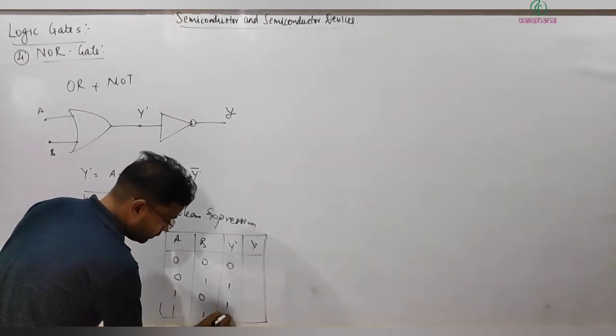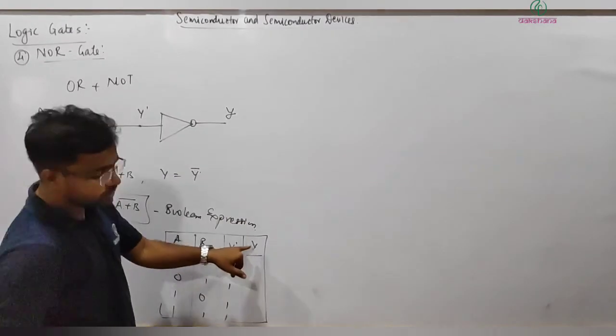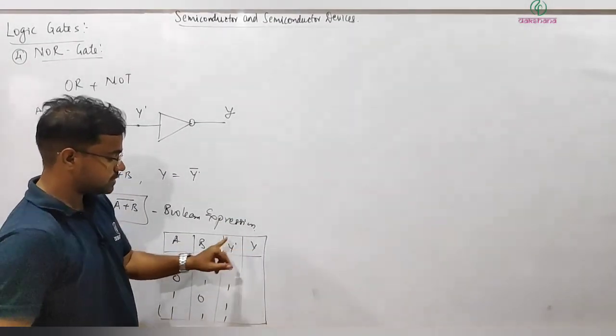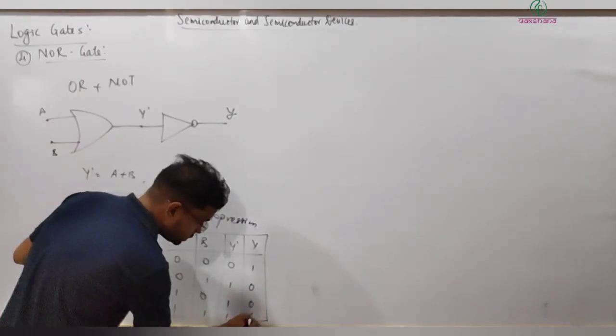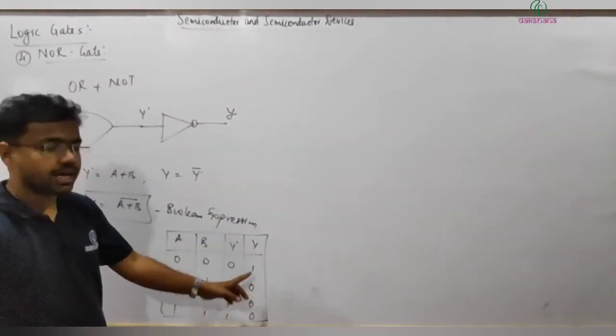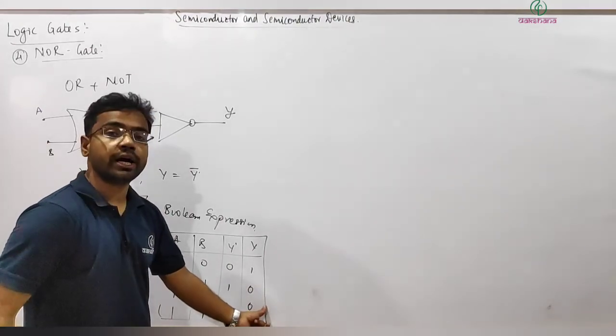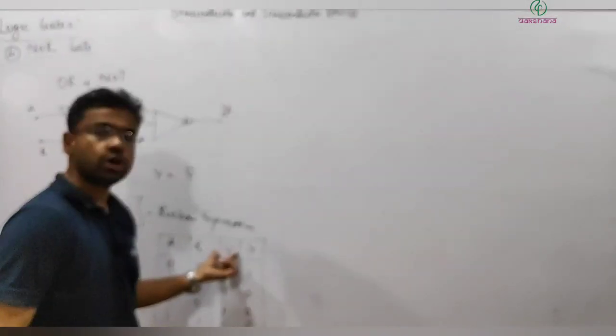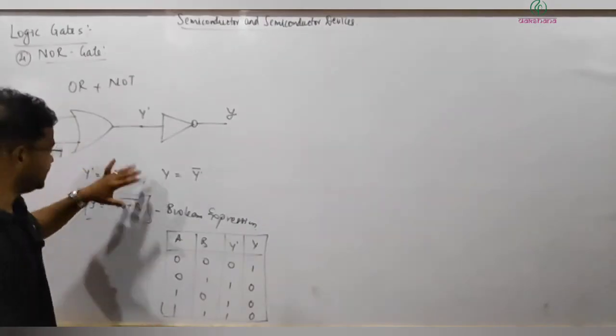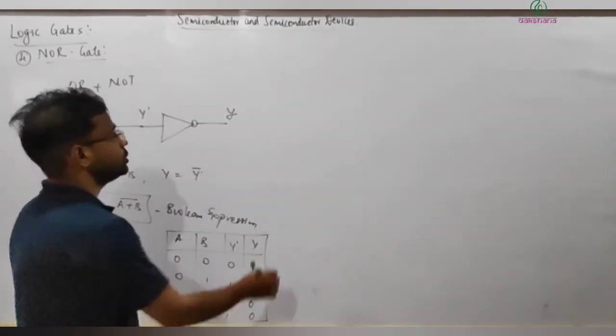0 1 1 1, and it is the inverse Y prime. Y prime, inverse of Y, so we will get 1 0 0 0. So this is basically the output of a NOR gate, meaning inverse of OR gate. So the symbol is this, this is the Boolean expression, and this is your truth table.